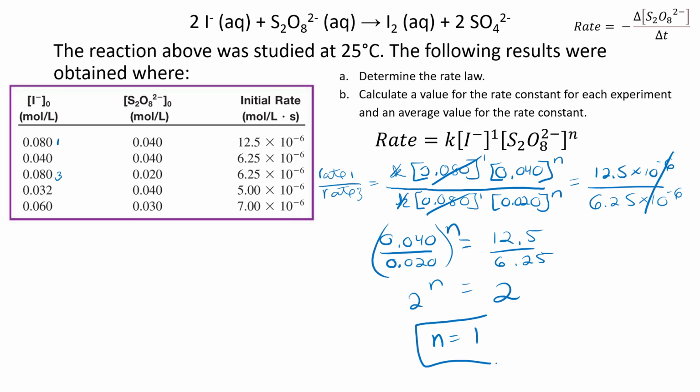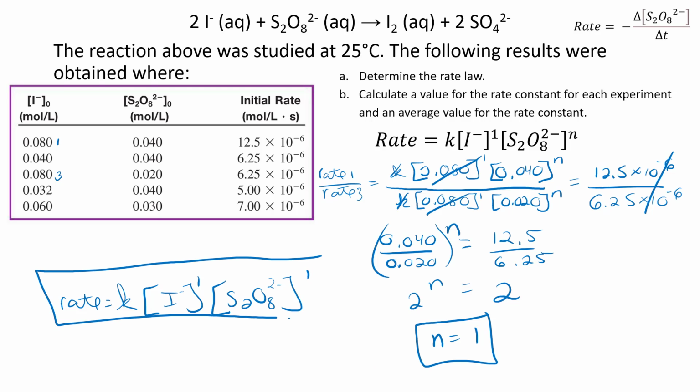I could have also done the logarithm trick that we learned in the last slide. Either one works. So what that means is we know our rate equals our K times the concentration of iodide to the first, concentration of this raised to the first. And so this here is my final form for my general differential rate law. So that is all of that work just for part A.